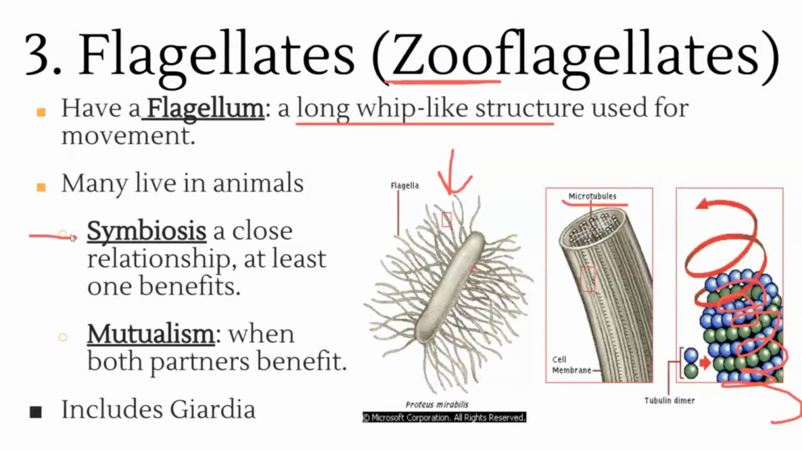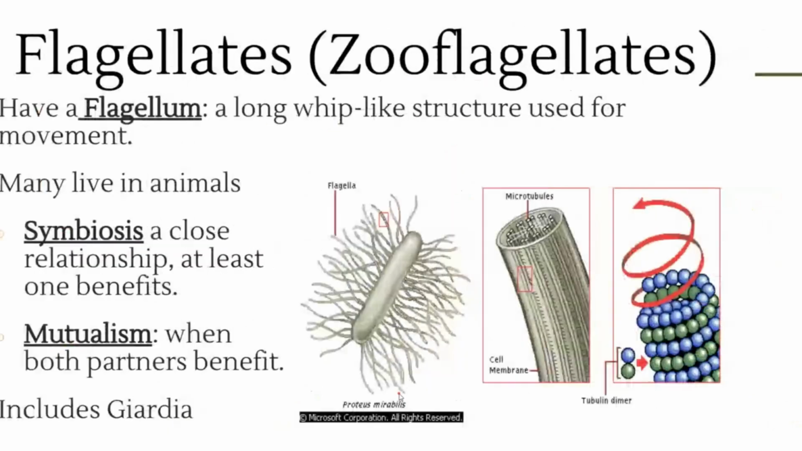Flagellates are known to be symbiotes, meaning they have relationships with other organisms, and they usually benefit from that relationship. Some of their hosts don't really notice them, but many of them are mutualistic, meaning the host also benefits from this relationship. Some of them, however, are pathogenic and cause disease, such as Giardia. Giardia is a flagellate that actually causes dysentery or very extreme diarrhea.